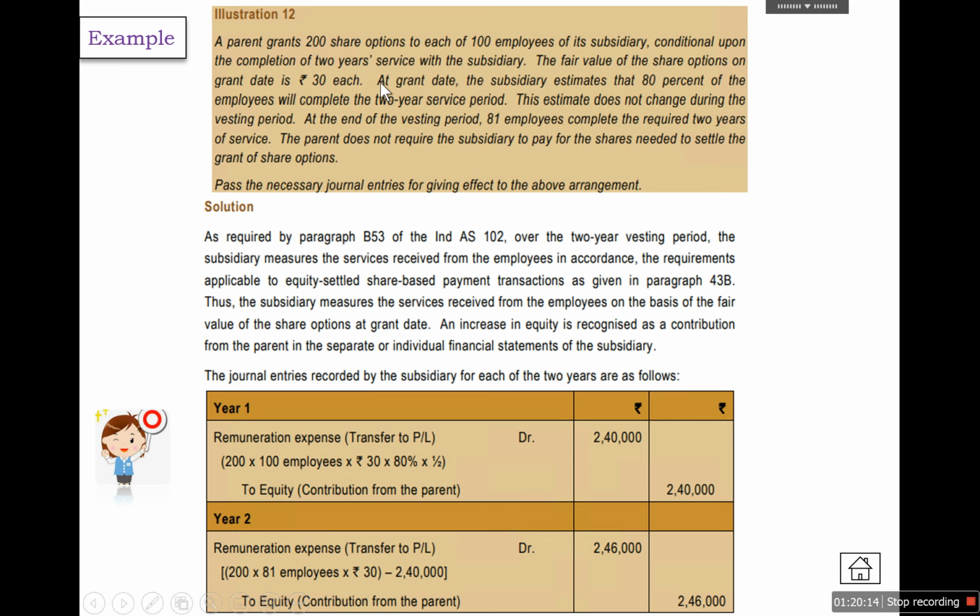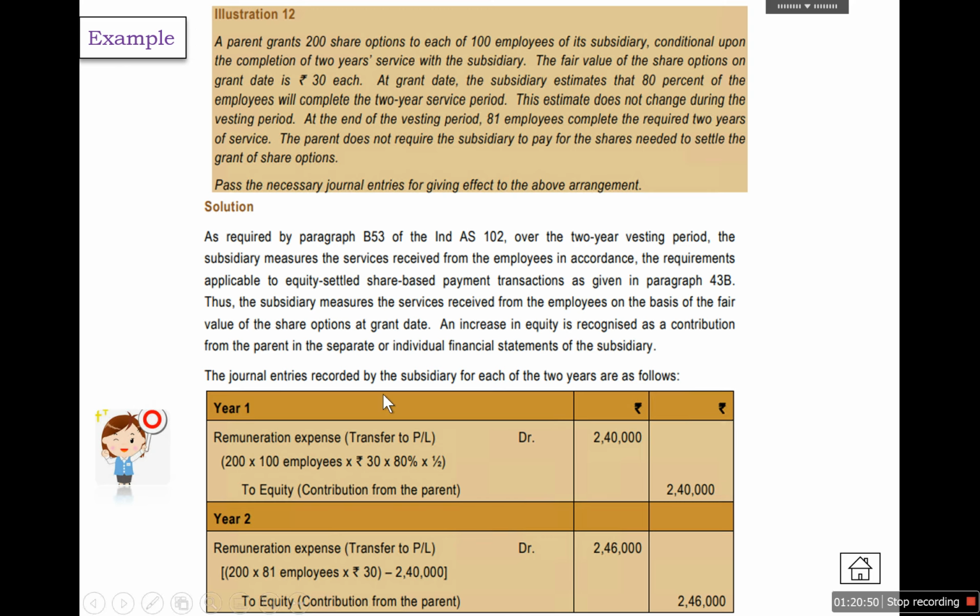The fair value of the share option on the grant date is 30. On the grant date, the subsidiary estimates that 80% of employees will complete 2 years, and the estimate does not change during the vesting period. At the end of the vesting period, 81 employees complete the required 2 years. The parent does not require the subsidiary to pay for the shares needed to settle the grant of the shares. Pass the necessary entries. So in this case, although the entity is not paying, but the parent is paying, it will be considered as an equity settled plan with a 2 year obligation.